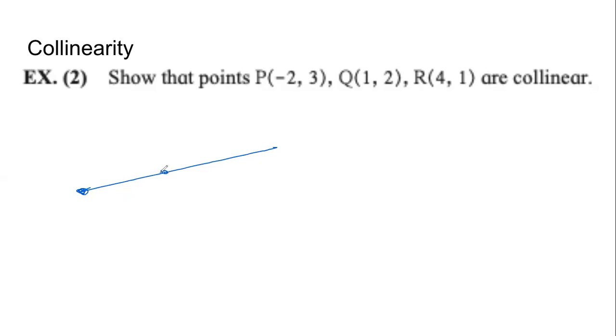Suppose P, Q, and R are like this. Collinear, that means they are on the same line. Same line means the slope of PQ will be equal to the slope of QR will be equal to the slope of PR.